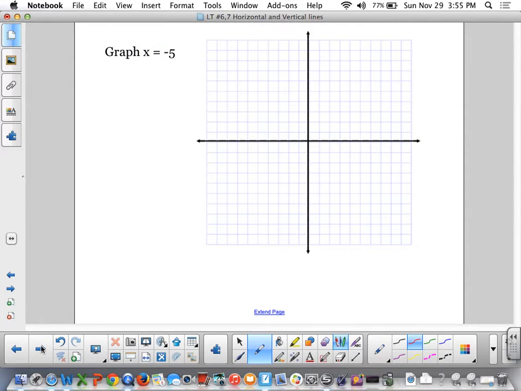Graph x equals negative 5. X is at negative 5. 1, 2, 3, 4, 5. Doesn't matter what y is. X is always negative 5. So it's going to be a vertical line.